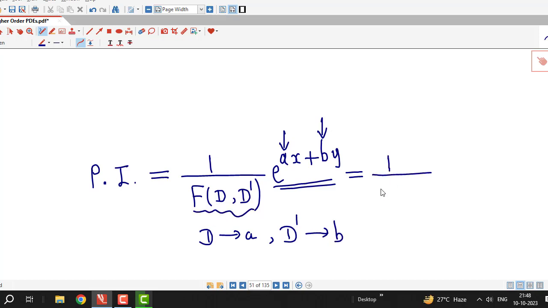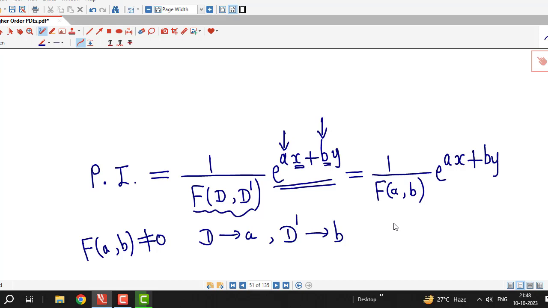So I am putting D equal to a and D' equal to b, where a is the coefficient of x here and b is the coefficient of y. If F(a,b) is non-zero, then this is our particular integral: 1 over F(a,b) times e to the power ax plus by. Now sometimes we may have F(a,b) equal to 0. So what will be the particular integral in that case?